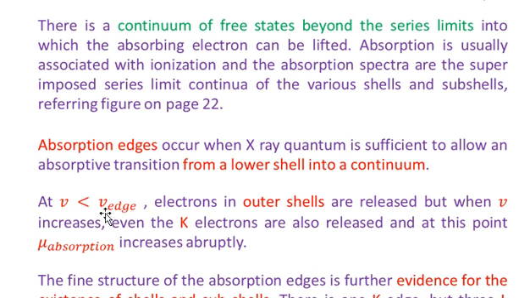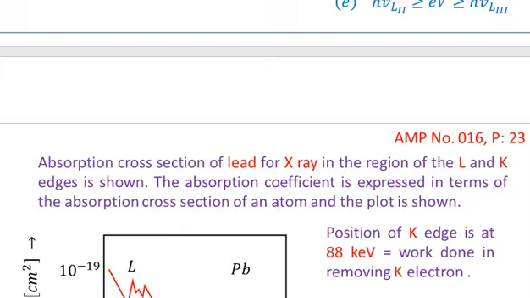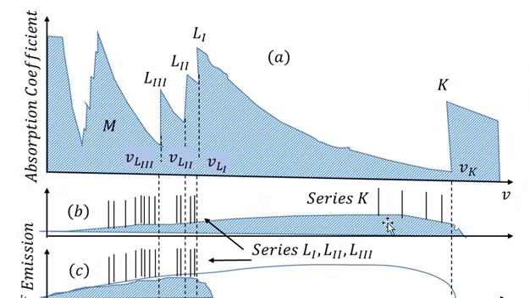So at a frequency less than nu edge, electrons in the outer shells are released. That is, electrons in the outer shells are ionized. Not the inner shells, but the outer shells. And that's why, when the electrons in the outer shells are ionized, you observe a region between the edges. This will correspond to the ionization of the outer electrons.